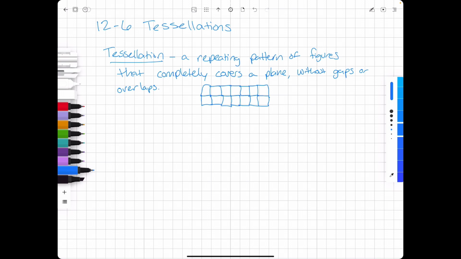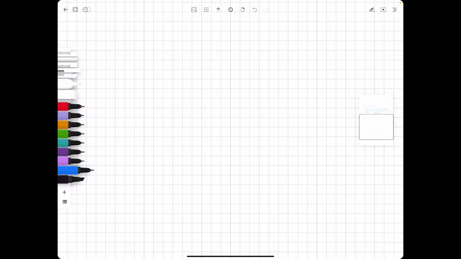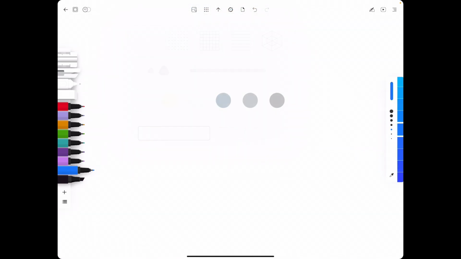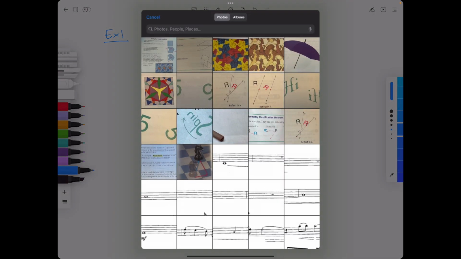You can create tessellations using translations or rotations or reflections. You can find tessellations in art. The artist I know of who is probably the most well-known for using tessellations, and whom your book uses, is M.C. Escher. So for example 1, I'm just going to pull in a picture here.